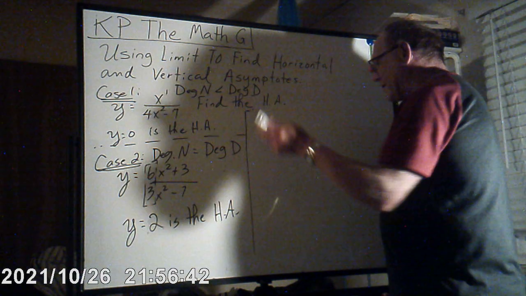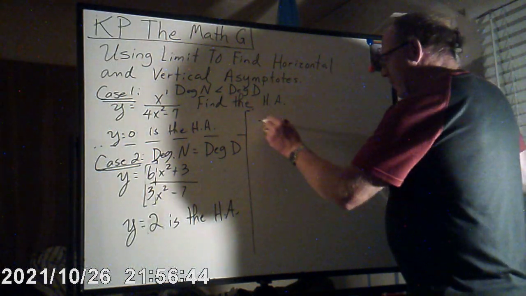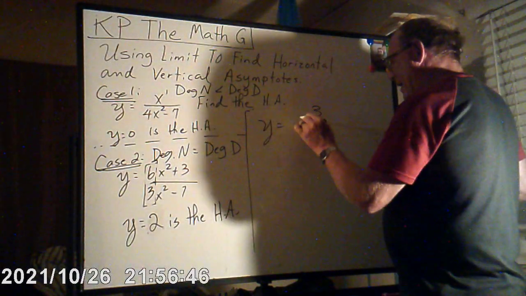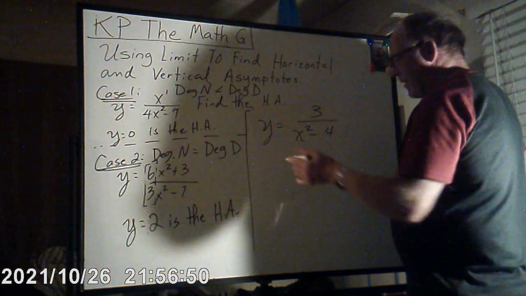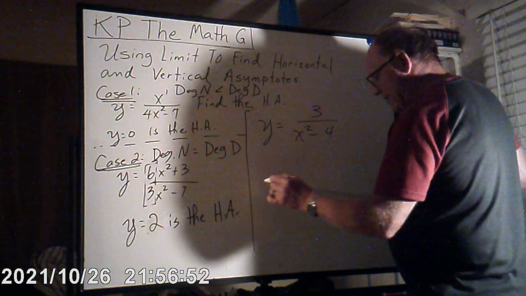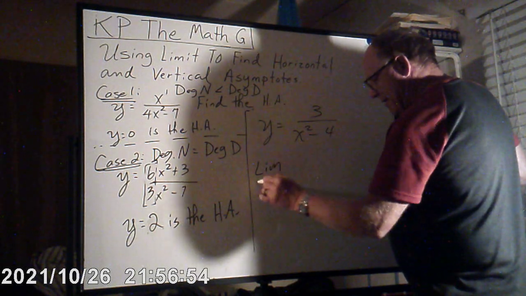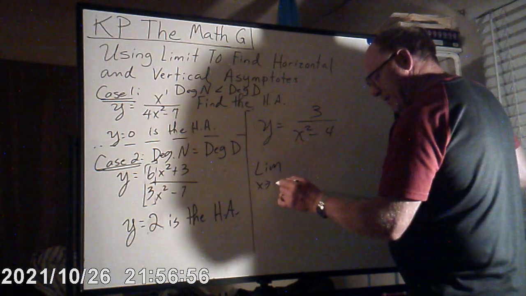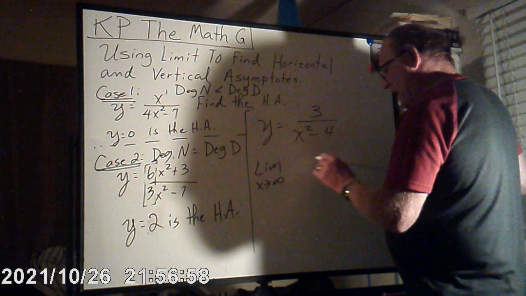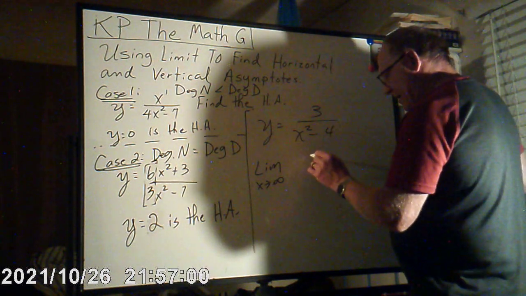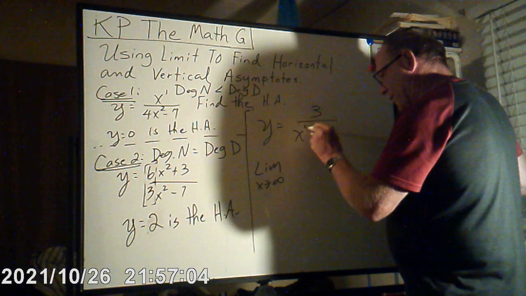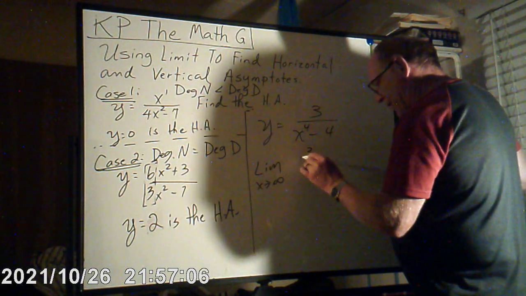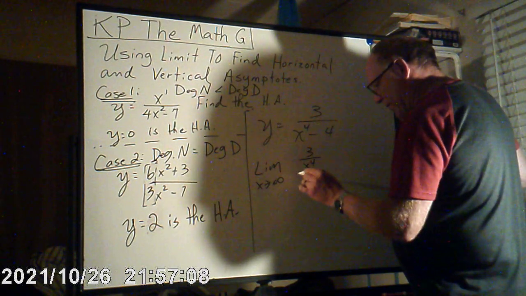And once again, even if you had y is equal to 3 over x squared minus 4, you can still do this. You do your limit as x approaches infinity. Let's use a square here again, so we can make this to the 4th. We don't care. 3 over x to the 4th.